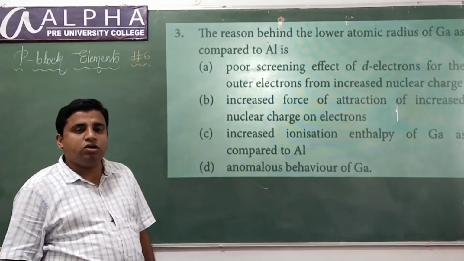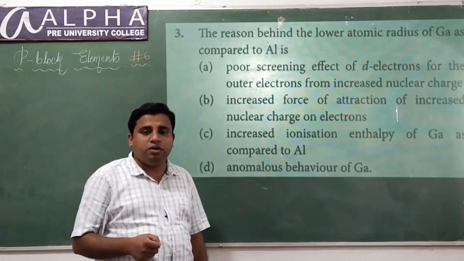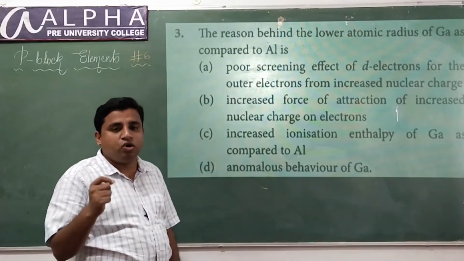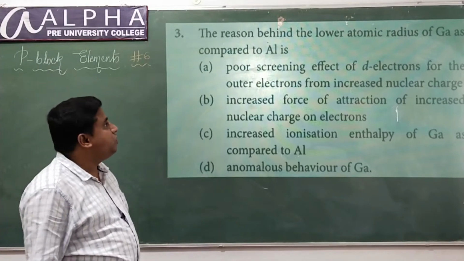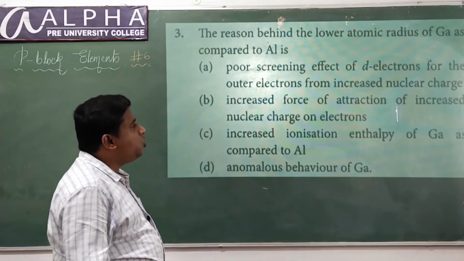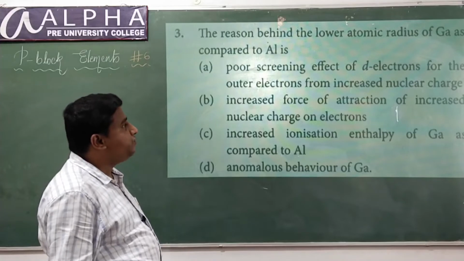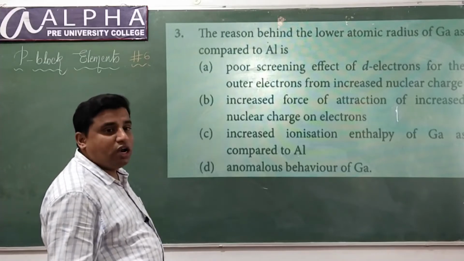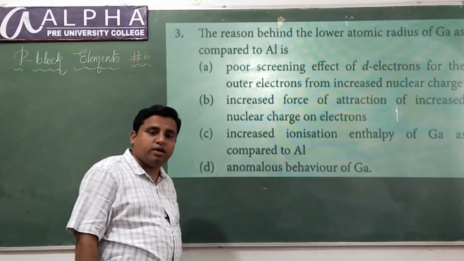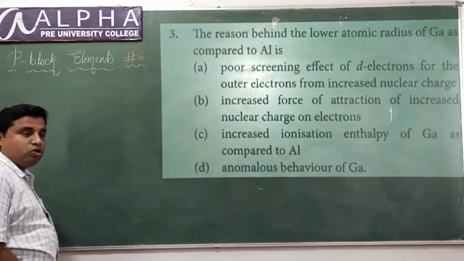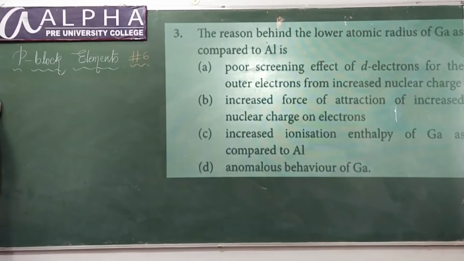Students, now we will solve some typical problems for NEET from your MTG fingertips. So here is my question. The reason behind the lower atomic radius of gallium as compared to aluminium, we understood this in the very first video lecture on P block. Is it correct? So we have boron, aluminium, gallium, indium and thallium.